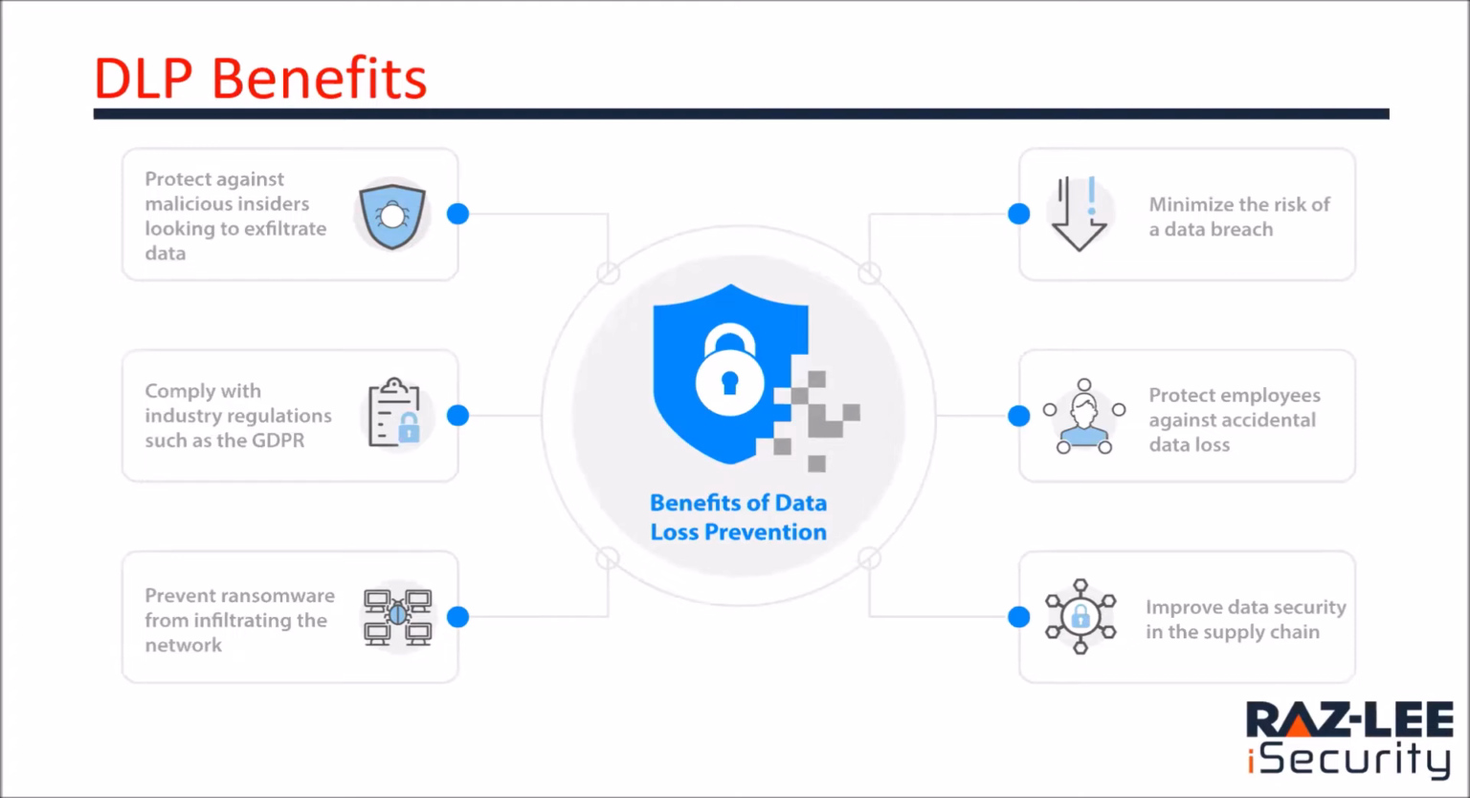Also, you can prevent ransomware infiltrating the network due to the control that you have in your network. And you minimize the risk of a data breach because all the data must be encrypted, protected, and you're monitoring the data movement exhaustively. You also protect your employees from accidental data loss because you have backups and many other policies that apply in accidental data loss.